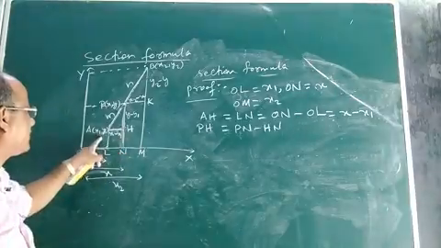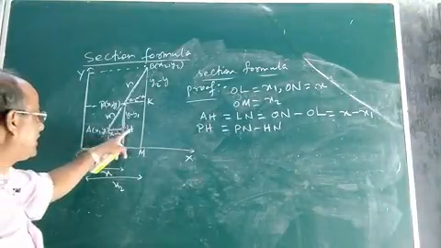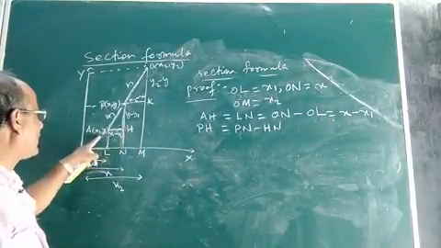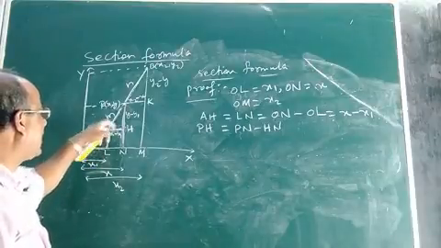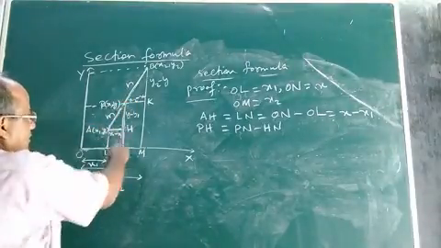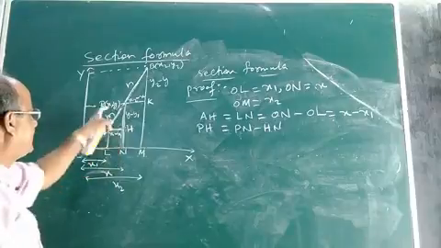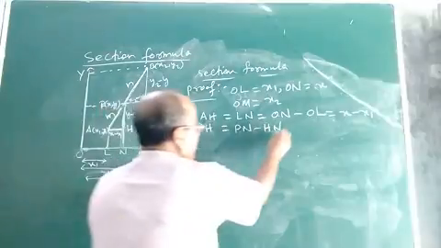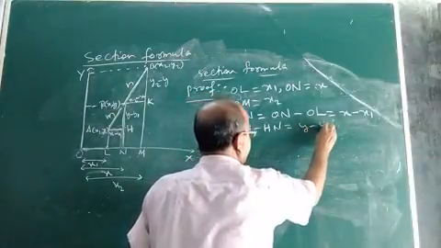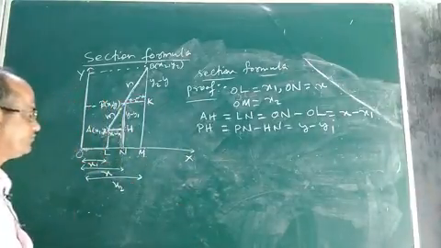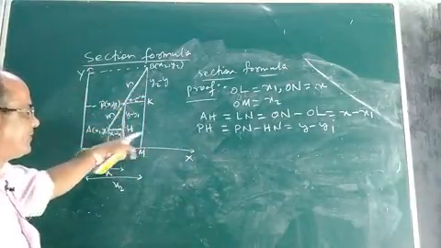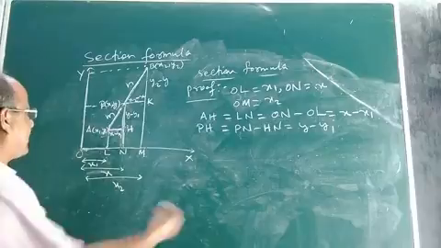Hn will be y1 because it is the y coordinate of A. Hn is equal to the y coordinate of A, that is y1. And what will be Pn? The length of Pn is y. So Pn minus Hn is y minus y1. So the length of PH will be y minus y1.